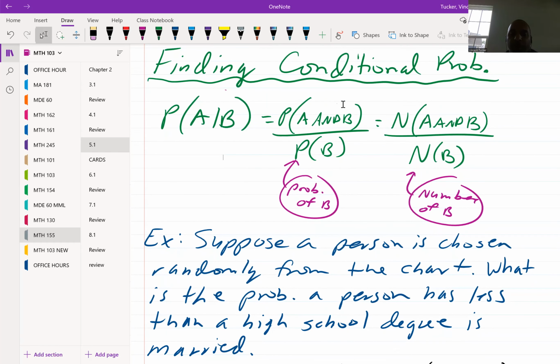So example, suppose a person is chosen randomly from the chart. What is the probability a person is married, given that they have less than a high school degree? So the problem, well, I won't say any more, I'll let you write it down. Then we'll get into it.